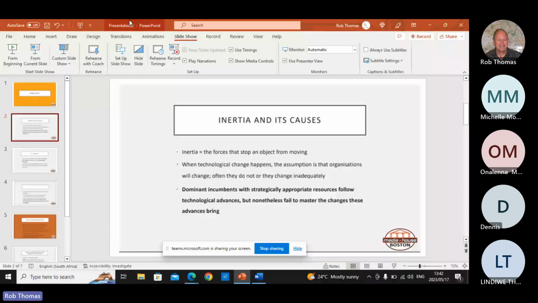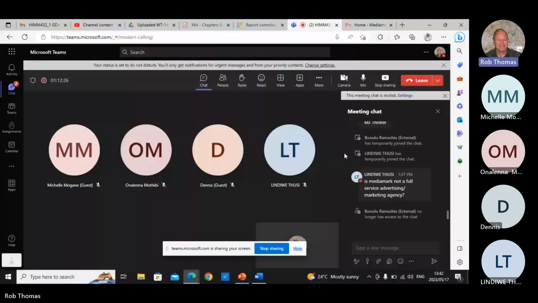Okay, who can give me an example of a company that would not embrace technological change, and we wouldn't want them to embrace technological change, because it would be bad? So who can give me an example of a company or an organization or a product or a service that we wouldn't want to be technologically altered? What do you guys think?